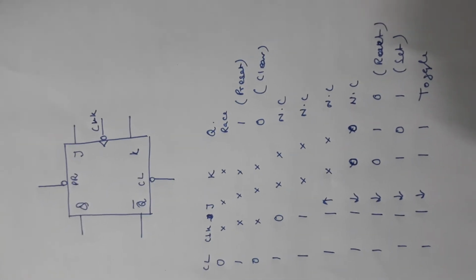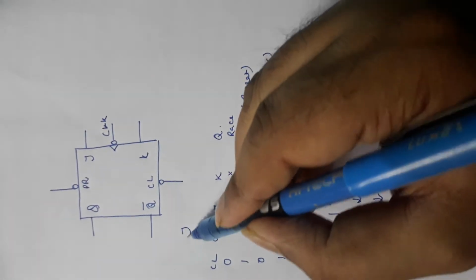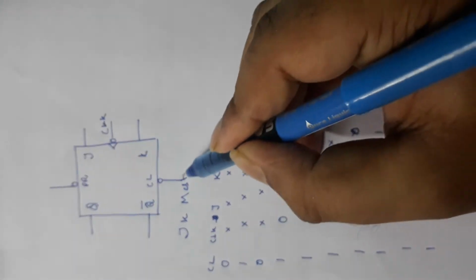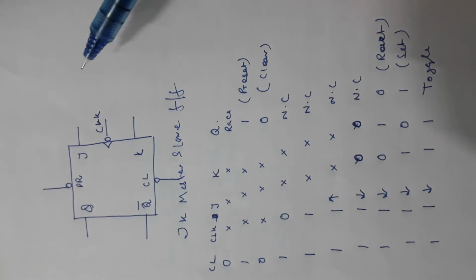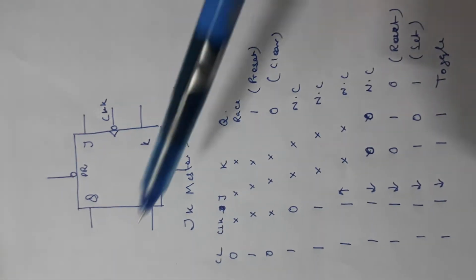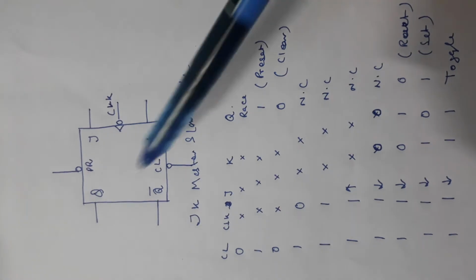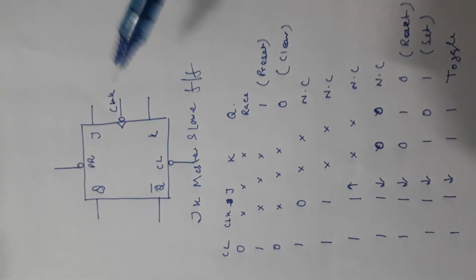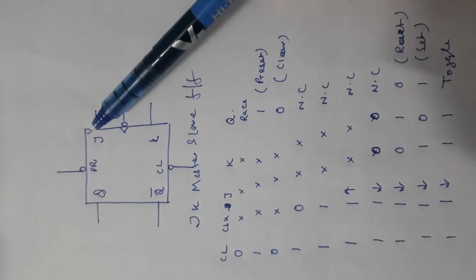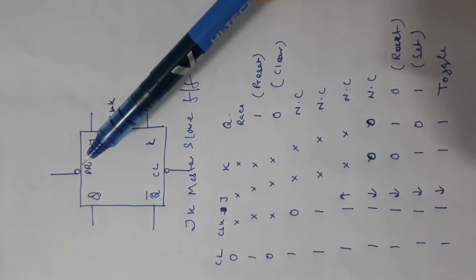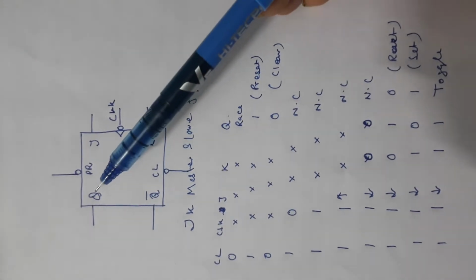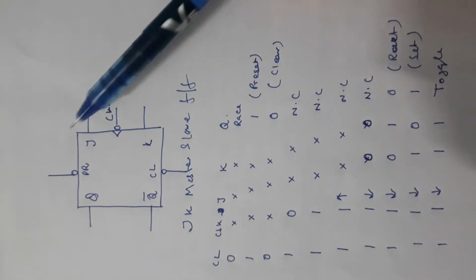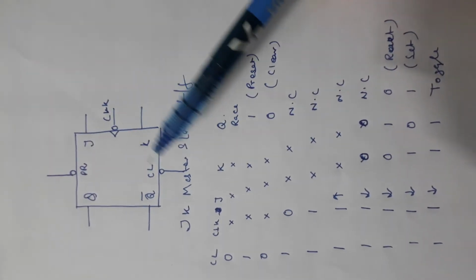Dear students, in our last class we have studied about this JK master slave flip-flop, right? In this flip-flop, this is the best possible flip-flop that we have, and what we had seen is that it has 5 inputs: J, K, preset, clear, and clock, and 2 outputs Q and Q bar. Remember, this is a schematic diagram of JK flip-flop.